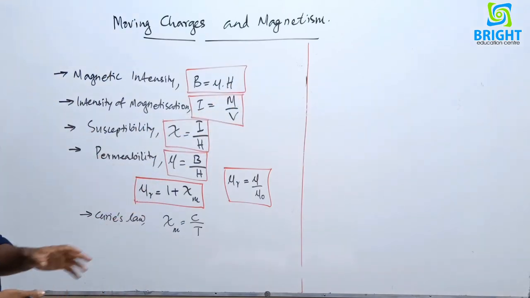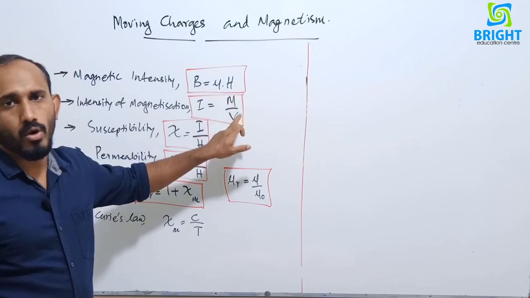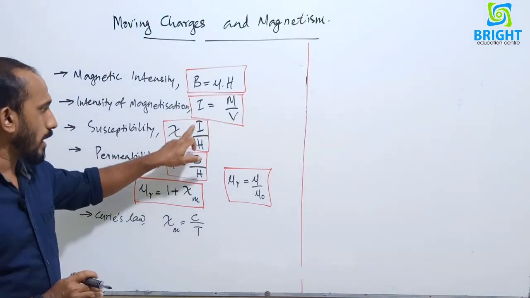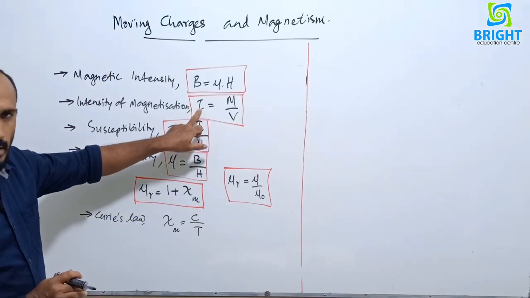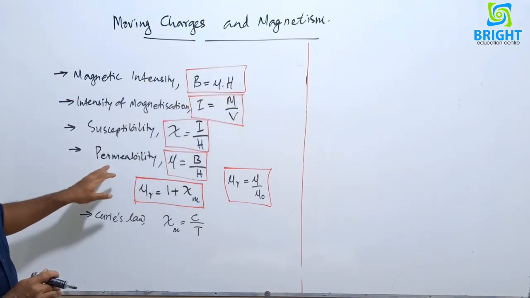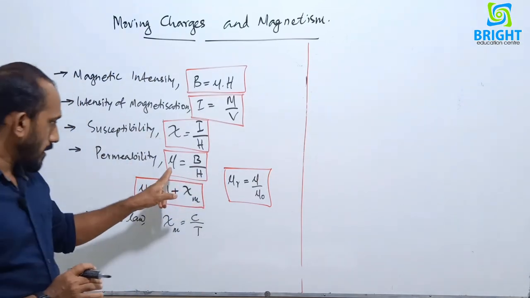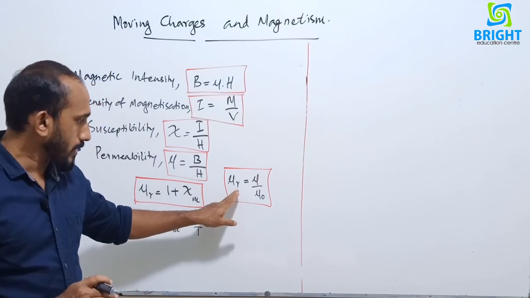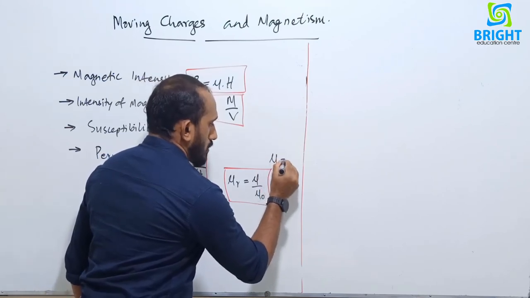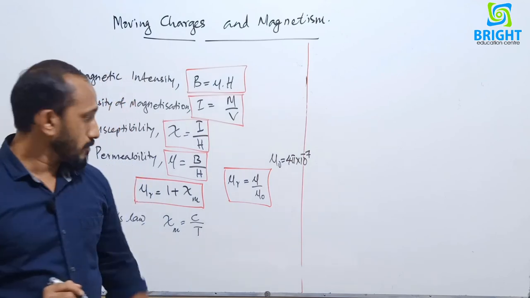Now, intensity of magnetization I is magnetic moment per unit volume, M by V. And the susceptibility chi is equal to I by H, where I is the intensity of magnetization and H is the magnetic intensity. And permeability mu is equal to B by H, where relative permeability mu R can be written as mu by mu zero. For free space, the value of mu zero is 4 pi into 10 raised to minus 7.